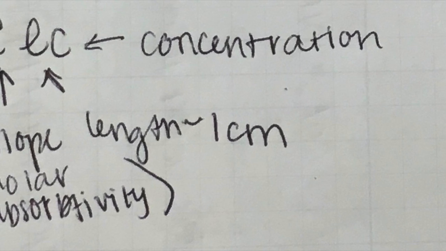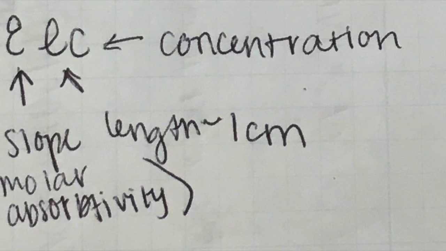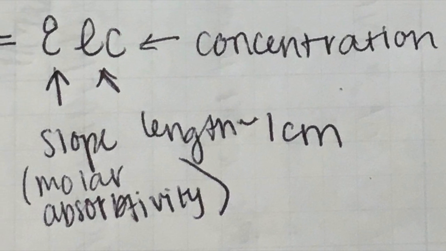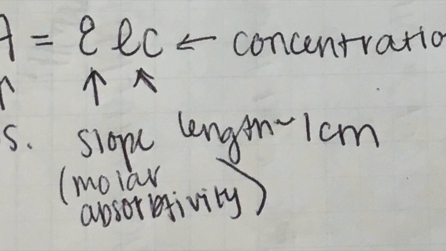Beer-Lambert's law equation is the absorbance equals the molar absorptivity times the length times the concentration. Absorbance is found using the spectrophotometer. The molar absorptivity, or slope of the line, is calculated by dividing change in y over change in x.